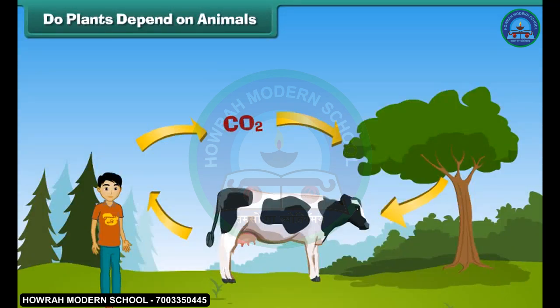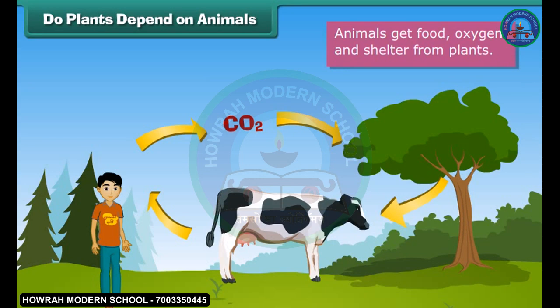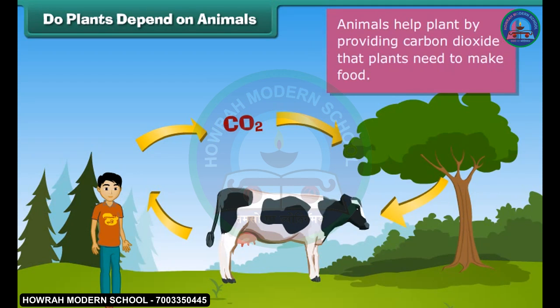Do plants depend on animals? Animals get food, oxygen, and shelter from plants. Do they give anything to plants in return? Yes. Plants need carbon dioxide to produce their food. When animals breathe out, they release carbon dioxide and help the plants in making their food by the process of photosynthesis.